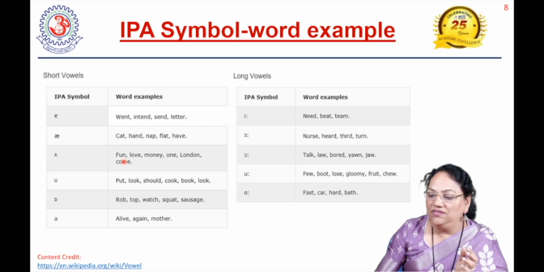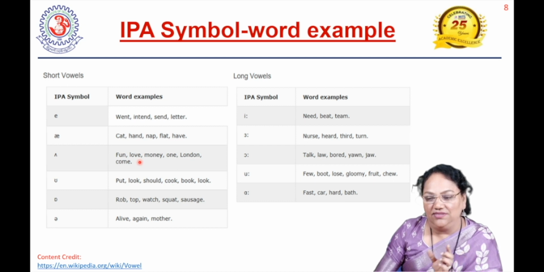Now, what is the vowel here? U. And this vowel U has an IPA symbol, and that sound is the short 'a'. That is fun, right? Fun, love, money, one, London, come. Okay, this is how a sound is given to this particular IPA symbol.